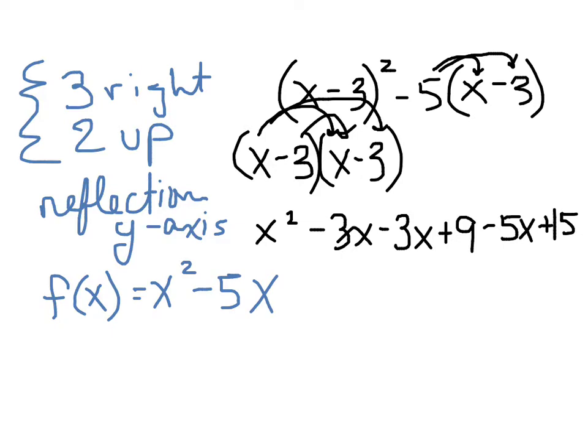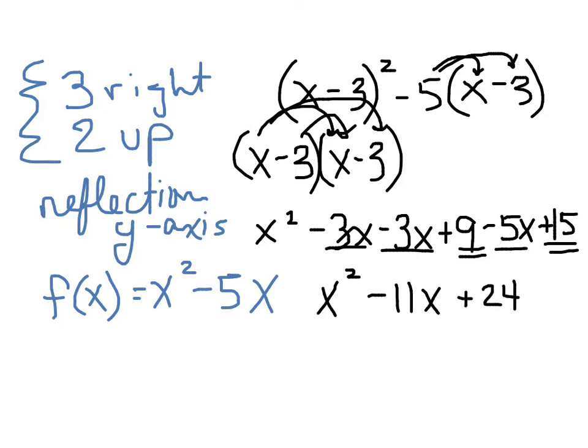Add like terms. X squared had no friends. What's negative 3x minus 5x? Negative 11x. Good. And then what's 9 plus 15? 24. Awesome. Wait, where did you get the 11? Negative 3 minus 3 is negative 6. Minus 5 would be negative 11 total. Oh, okay. Okay? So, I just took care of the right 3.